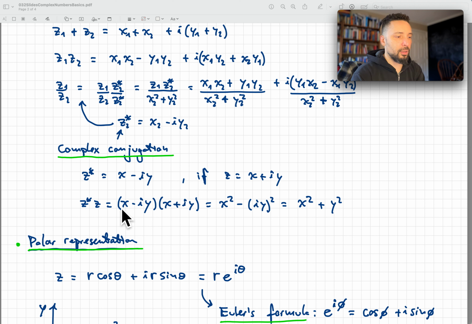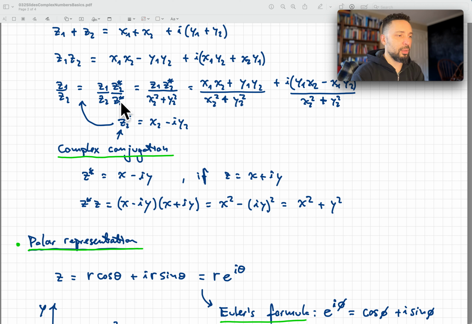You get a product of the difference and the sum of these two numbers, and so it's the difference of squares, as you would expect. And so you obtain x squared minus (iy) squared. X squared is the same, and (iy) squared is minus y squared, which with this minus sign cancels the sign, and you get x squared plus y squared. In other words, a complex number times its conjugate gives you the magnitude squared of the complex number.